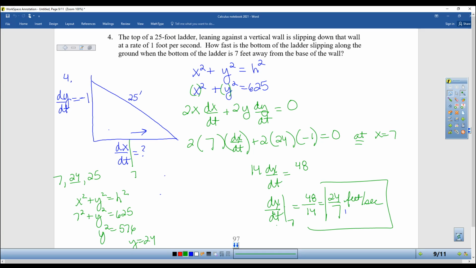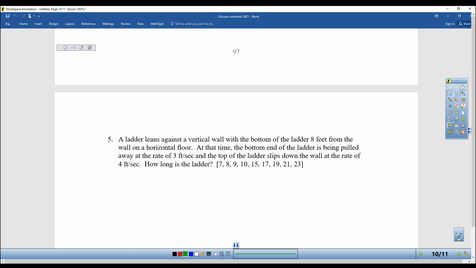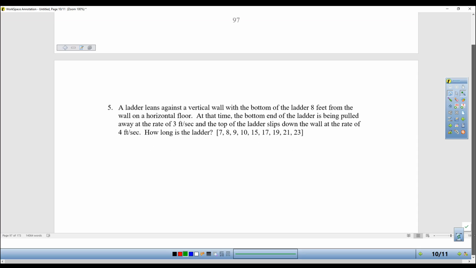All right, we're going to do one more on this video, and then that'll be it for today. It's just another ladder one. A ladder, you can try it on your own. 10 feet is the answer if you would like to try it on your own.